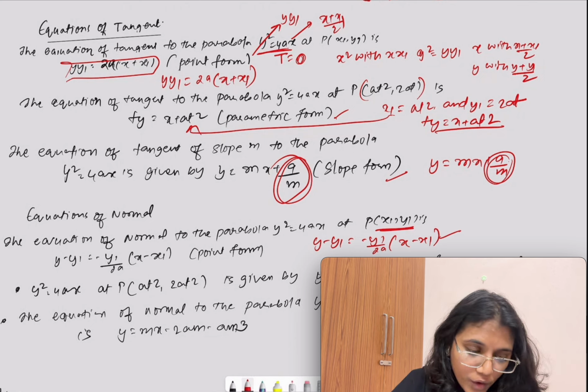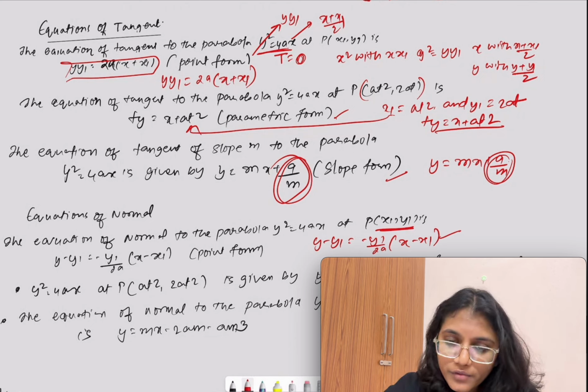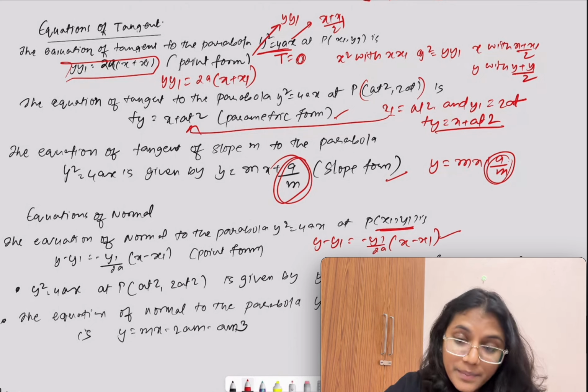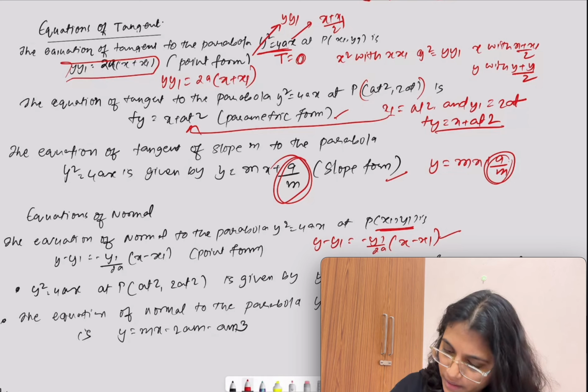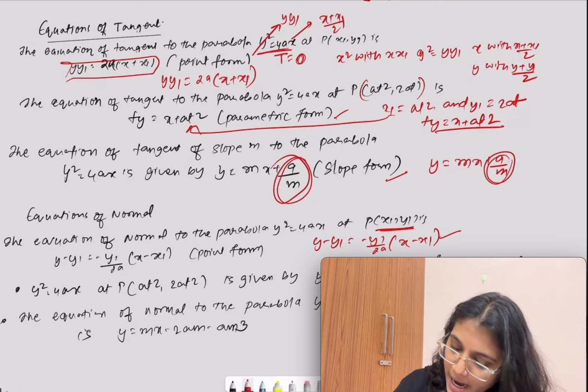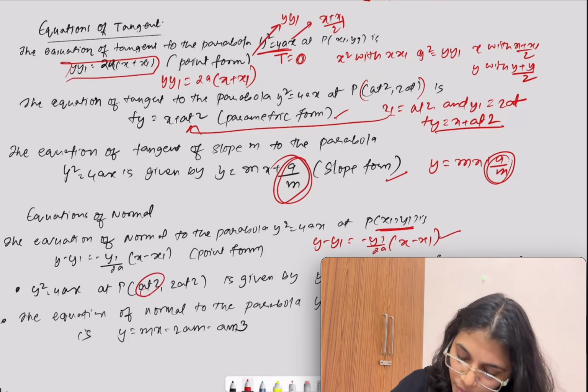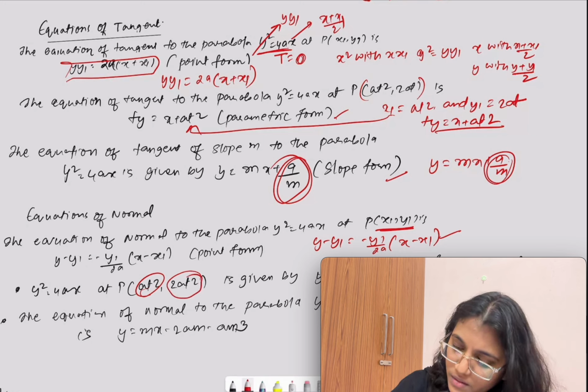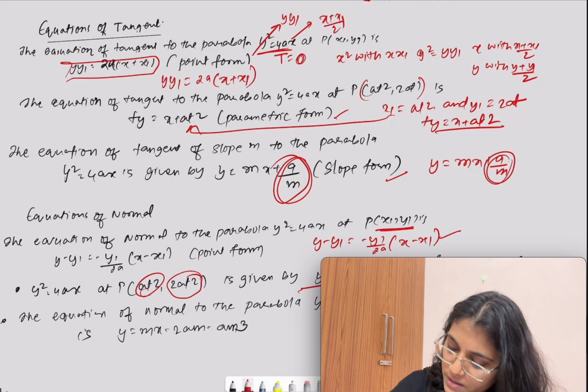And parametric form, write the equation of tangent in parametric form. Replace x1 with at squared, which is given, and y1 with 2at. Then we'll get the equation as y is equal to minus tx plus 2at plus at cube.